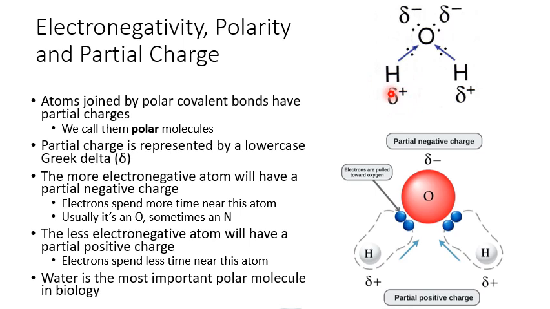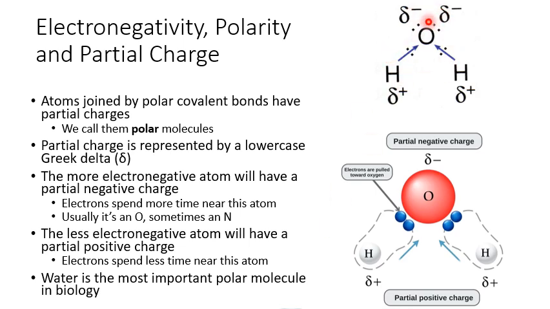We always represent partial charges using this funny looking d, which is actually the lowercase Greek letter delta. Then we have a plus or a minus to indicate if the charge is partial positive or partial negative. So the little delta means that it's a partial charge, and then the plus or minus means positive or negative.